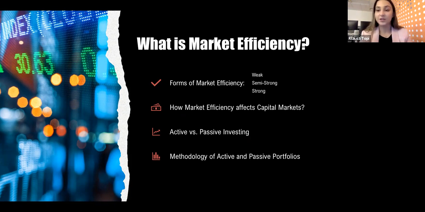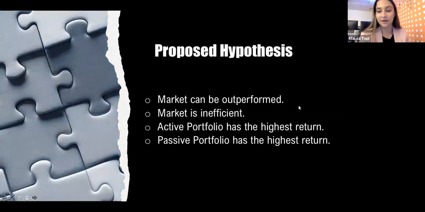So I've decided to create two portfolios, a passive and an active portfolio with 20 stocks each, and follow them over a period of 12 weeks to see how they would perform and to test whether the market is efficient or not, and to give a better understanding of these effects in our economy. So for my proposed hypothesis, I've decided to say that the market can be outperformed, the market is inefficient, and the active portfolio has the highest return versus the passive portfolio having the highest return.